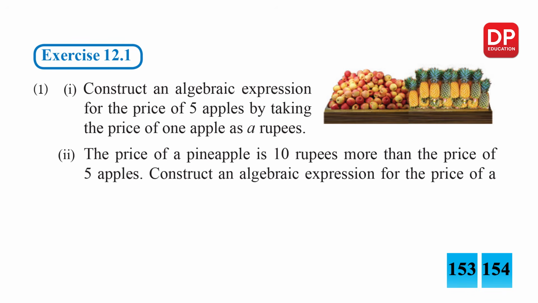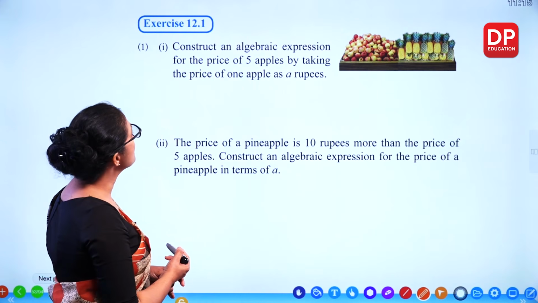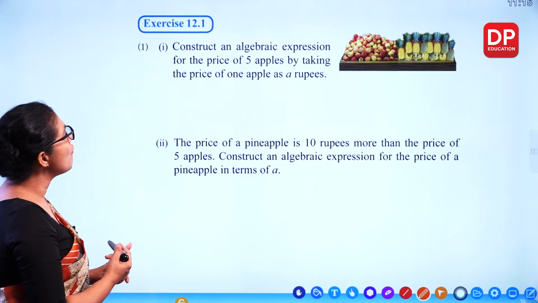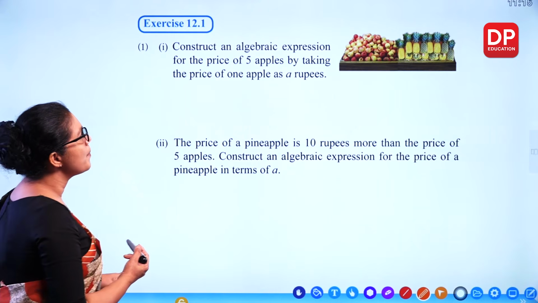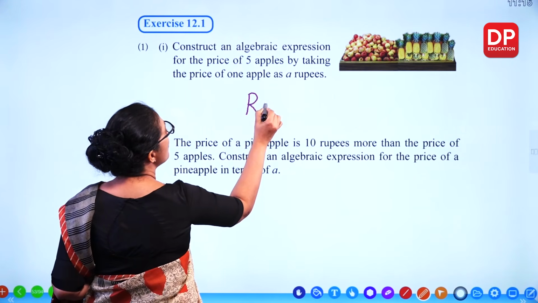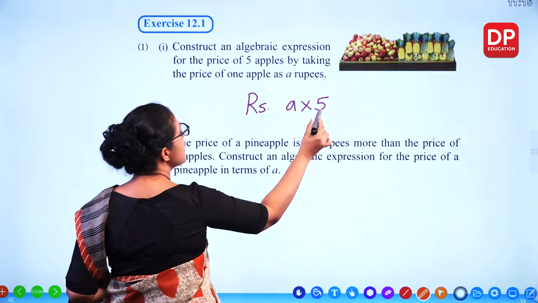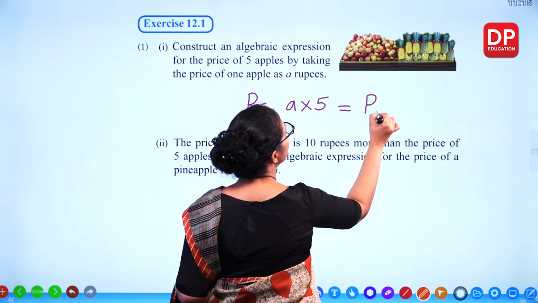Exercise 12.1. Construct an algebraic expression for the price of 5 apples by taking the price of 1 apple as a rupees. So, a rupees into 5. You can say 5a.